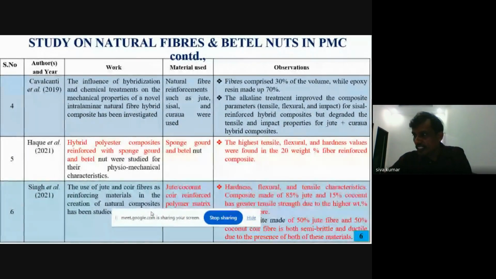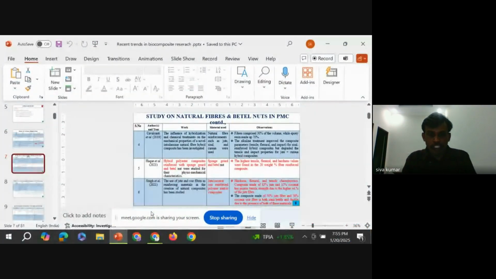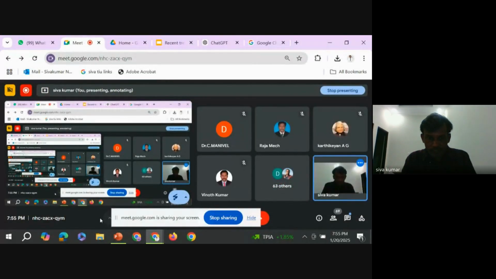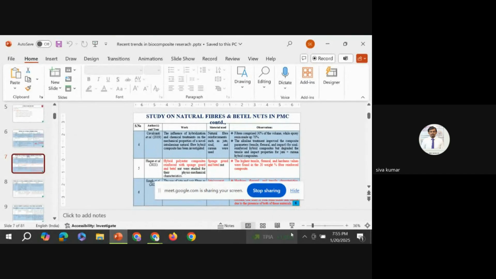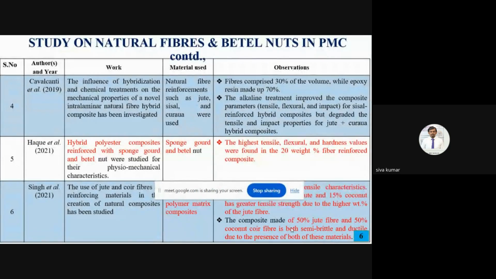This is about betel nut and natural fiber study. There are many natural fibers, as we know very well: bamboo, banana leaf, hemp, and many other natural fibers are available. In my study, it is mainly about how to introduce betel nut, because it is not significantly used by many researchers. So I have chosen betel nut, which looks like a chute.